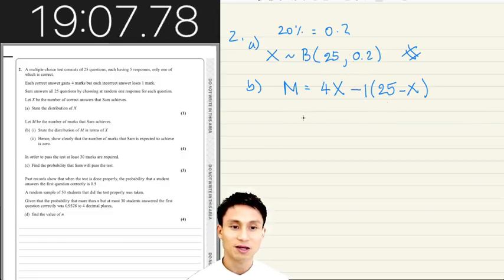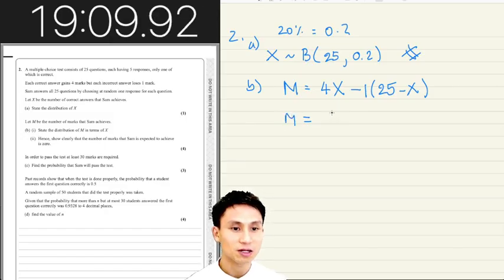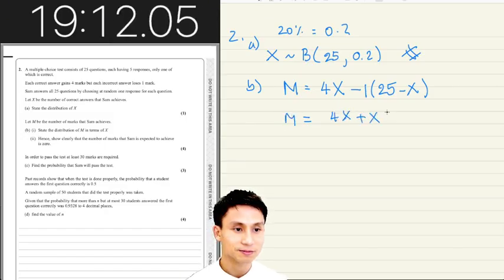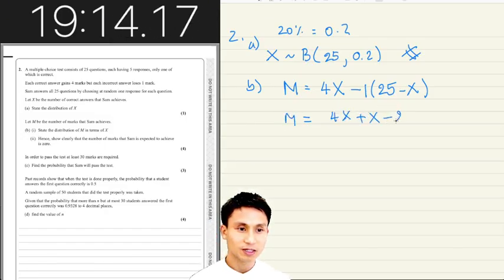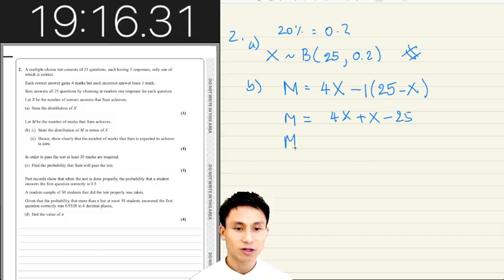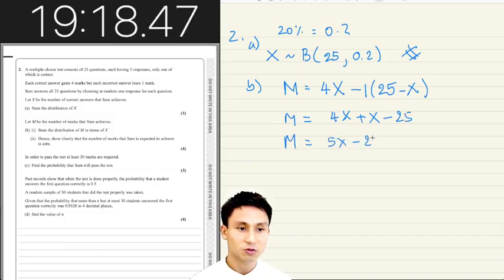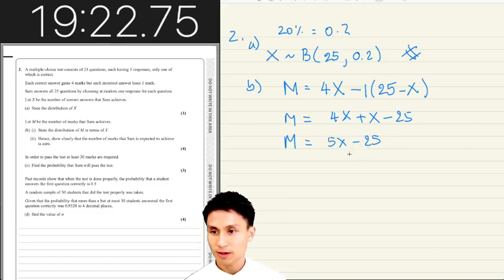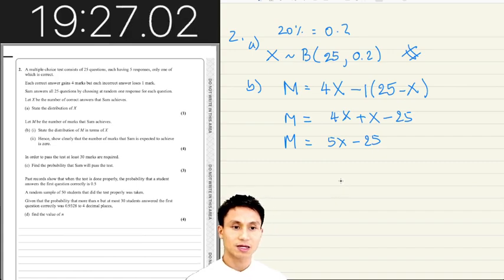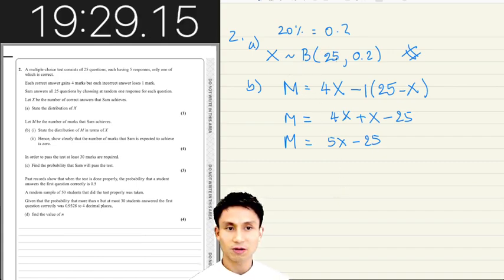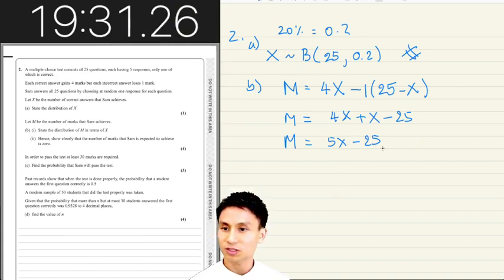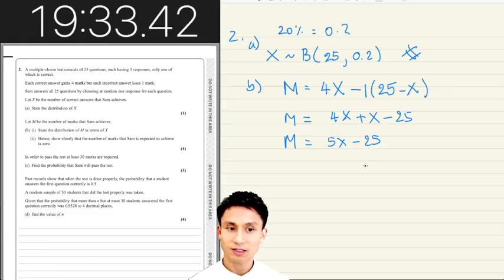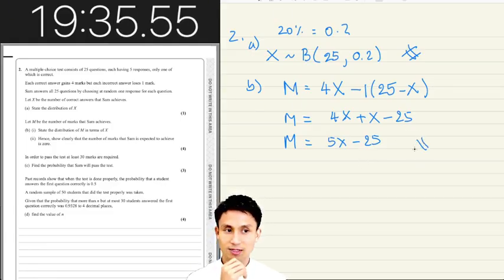It's the same thing. So if we simplify that, we get 4x plus x, minus 25. All right, so m would be 5x minus 25. That would be it, okay? That would be the distribution of m in terms of x, I think. So x can be found by the binomial. We plug it in. So this is just that. Yeah, I think this is it.